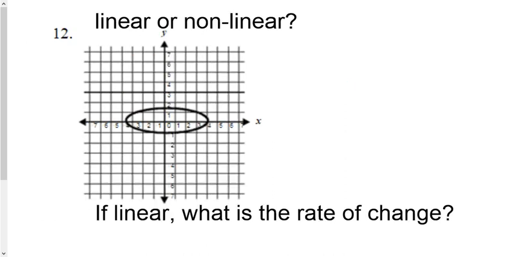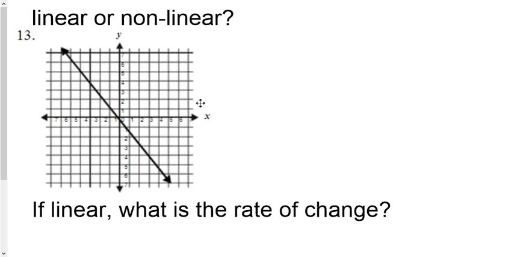12, definitely nonlinear. No, it's not a function, but we're not asking that. We're just saying, is this relation, this set of ordered pairs that makes this kind of oval shape, is it linear or nonlinear? It's not a straight line, it's nonlinear. Here's 13. Linear or nonlinear? Definitely linear. Let's take 2 points and let's determine its slope. It's very, very difficult for me to see, so I'm sure it is for you too.